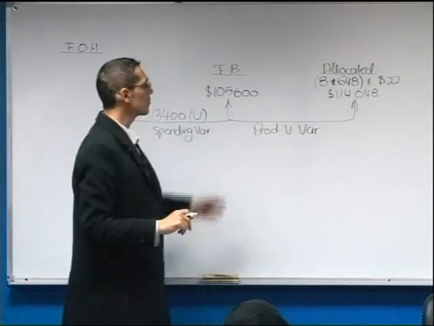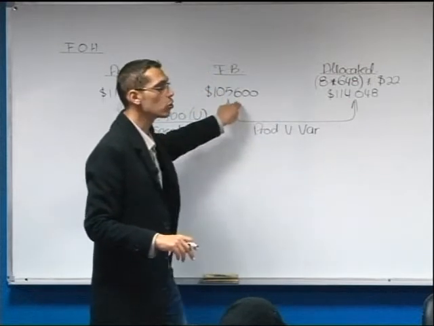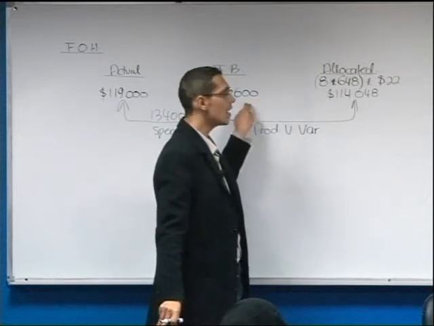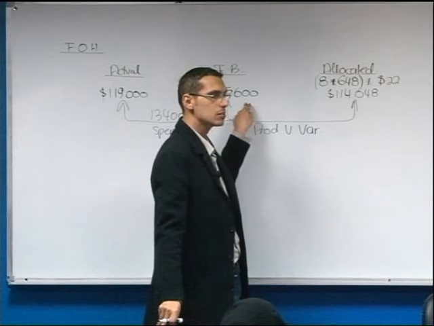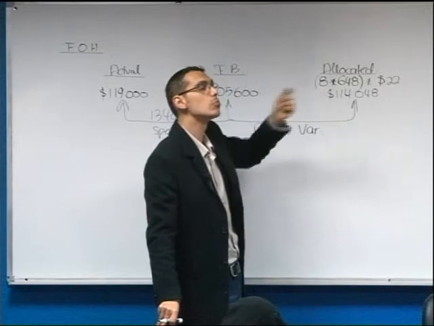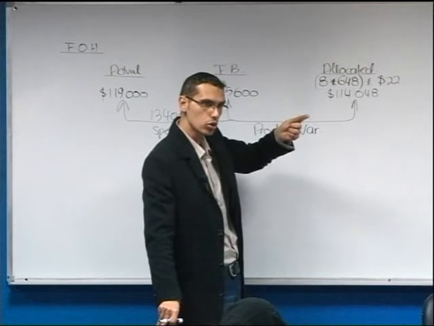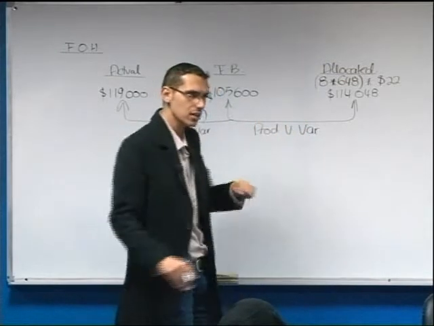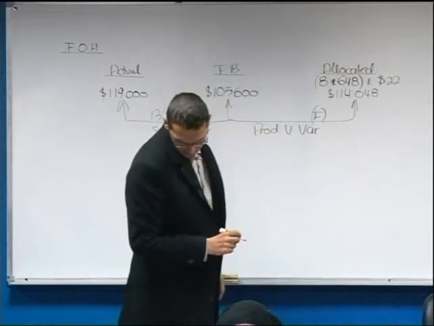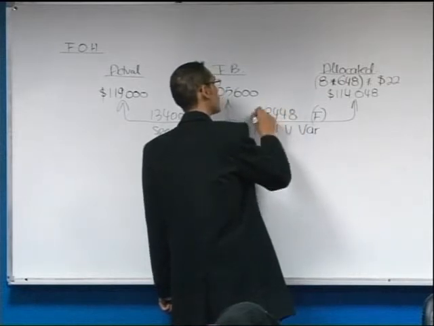Of course, the production volume variance is the difference between the 114,048 and the 105,600. Of course, we have more costs. The allocated costs are more than the budgeted costs according to our flexible budget and the static budget. Why did we allocate more? Because we produced more units, or we used more setup hours, therefore we produced more units. Therefore, this is a favorable variance. Correct? The difference is $8,448.